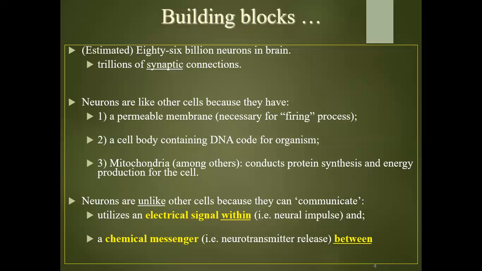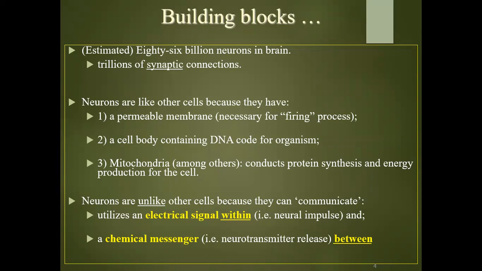Neurons are like other cells because they have a few qualities. The first quality, and this one actually is very important, the first quality that neurons have, like other cells, is that they have a permeable membrane. Permeable just means that it's going to open up and close and allow some substances in and out of the cellular membrane. So at different points in development, different points in our firing process, a neuron will open up.